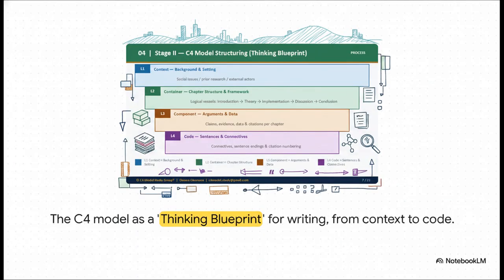And look at this. It's a perfect one-to-one translation. The context is all your background reading and research. The container is your overall paper structure, your intro, your chapters, your conclusion. The components are the key arguments and pieces of evidence within each chapter. And the code? That's the really fine detail, your sentences, your word choice, your citations. It's the exact same logic, just in a totally new domain.